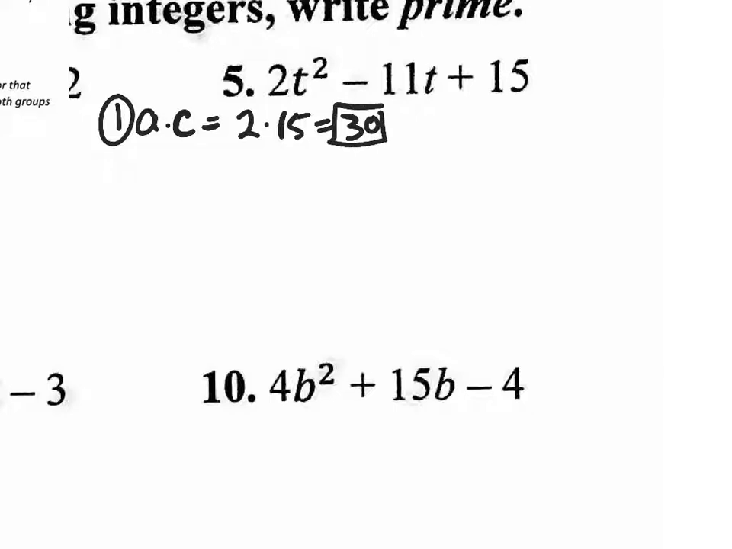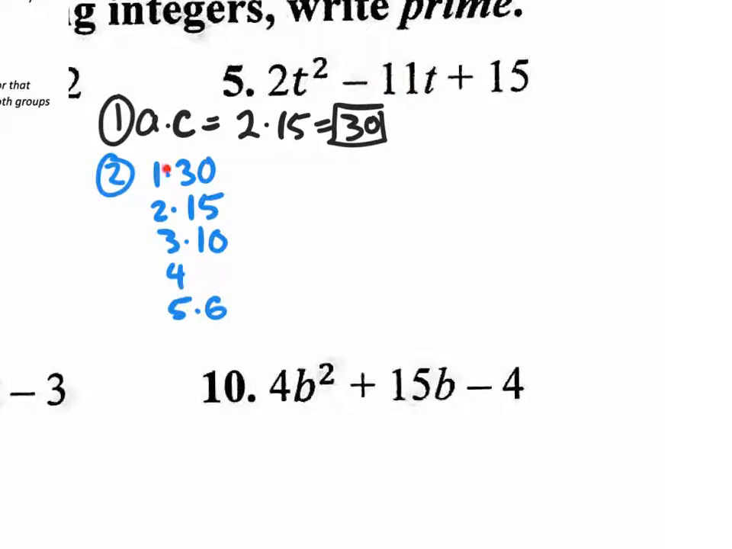Step 2 is to think of the multiples of that number 30. 1 times 30, 2 times 15, 3 times 10, 4 doesn't work, 5 times 6. Those are all the possible ways of multiplying two numbers together to give you 30, besides changing the signs. And you want to see which pair of numbers combines together to give you a negative 11.